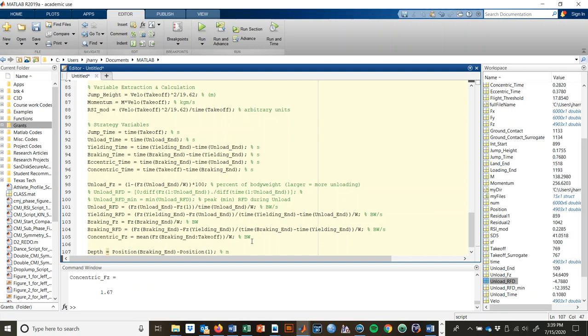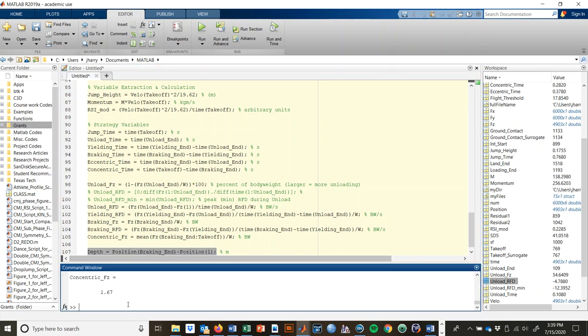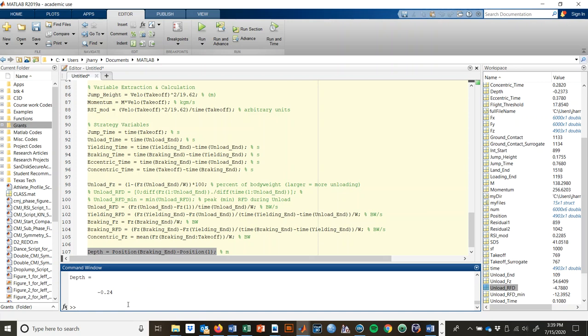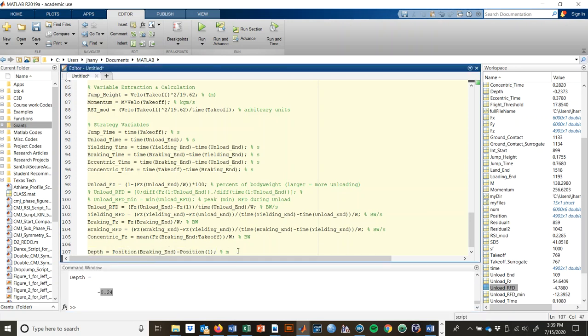It will be in meters. And again, this is a vector quantity, final minus initial, so we're going to end up with a negative value for that depth. It's in units of meters, so that's 0.24 meters, or 24 centimeters downward.